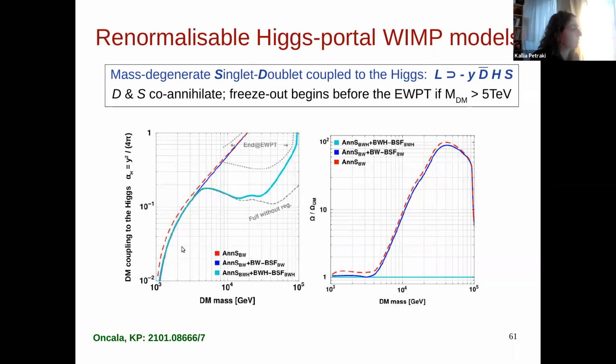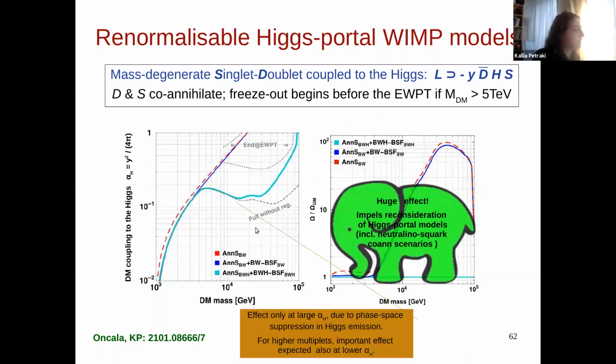And you see that actually the effect is quite dramatic. The right plot shows the effect on the dark matter density, and you see that it reaches actually 2 orders of magnitude. That's a big deal. Now, of course, you may observe that the effect appears only for large values of the coupling to the Higgs. This is not because the amplitude for these processes is not large. The amplitude is very large, even for smaller values of the coupling. What happens is that there is a phase-space suppression due to the Higgs emission.